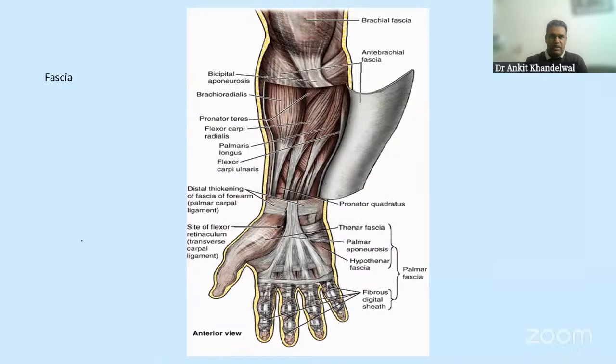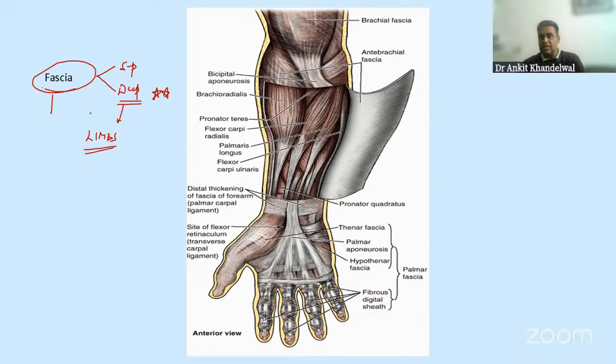Then we have some of the fascias over here. Obviously, remember, we have two major fascias: the superficial and deep fascia in our entire human body. But this deep fascia is quite important in the case of limbs. And as you know from general anatomy, it's a strong, tough fascia.